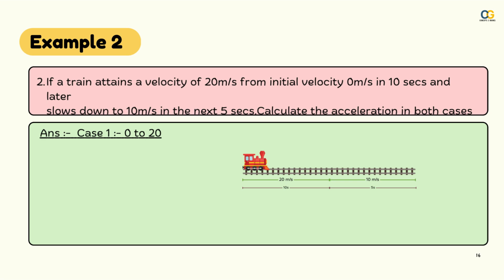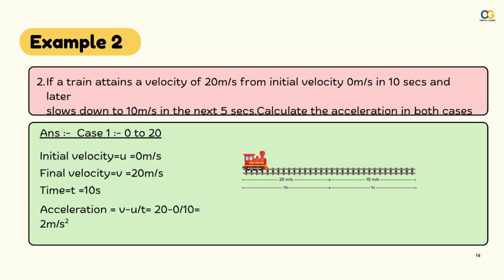First, let us solve the case where the velocity has increased from 0 to 20. Here, the initial velocity was 0 and the final velocity was 20 meters per second. The time taken to do this change was 10 seconds. So the acceleration is given by (v minus u) by t, which is (20 minus 0) by 10, which is equal to 2 meters per second square.